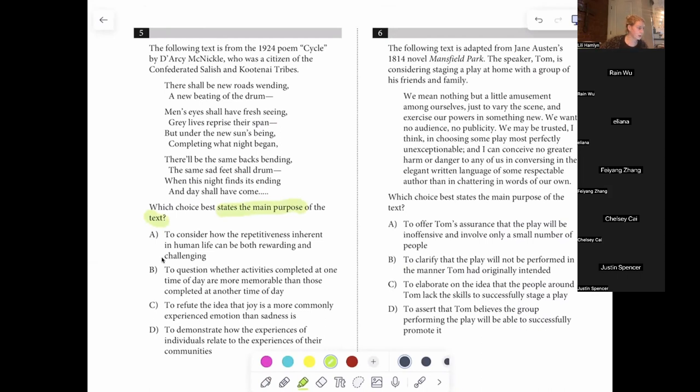this poem called Cycle, which goes: There shall be new roads wending, a new beating of the drum. Men's eyes shall have fresh seeing, grey lives reprise their span. But under the new sun's being, completing what night began, there'll be the same backs bending, the same sad feet shall drum, when this night finds its ending and day shall have to come. What do we think the main purpose of the text is here?